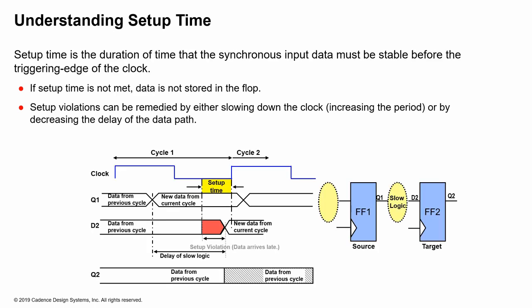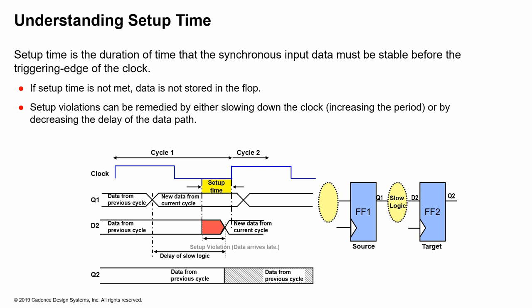In order for the data to be safely stored inside a flop, the data must be stable to trigger the saving of the data into the flop. If the data is not stable and is changing during that particular setup time, the data is not stored in the flop. Setup time can be defined as the duration of time that the input data must be stable before the triggering edge of the clock.